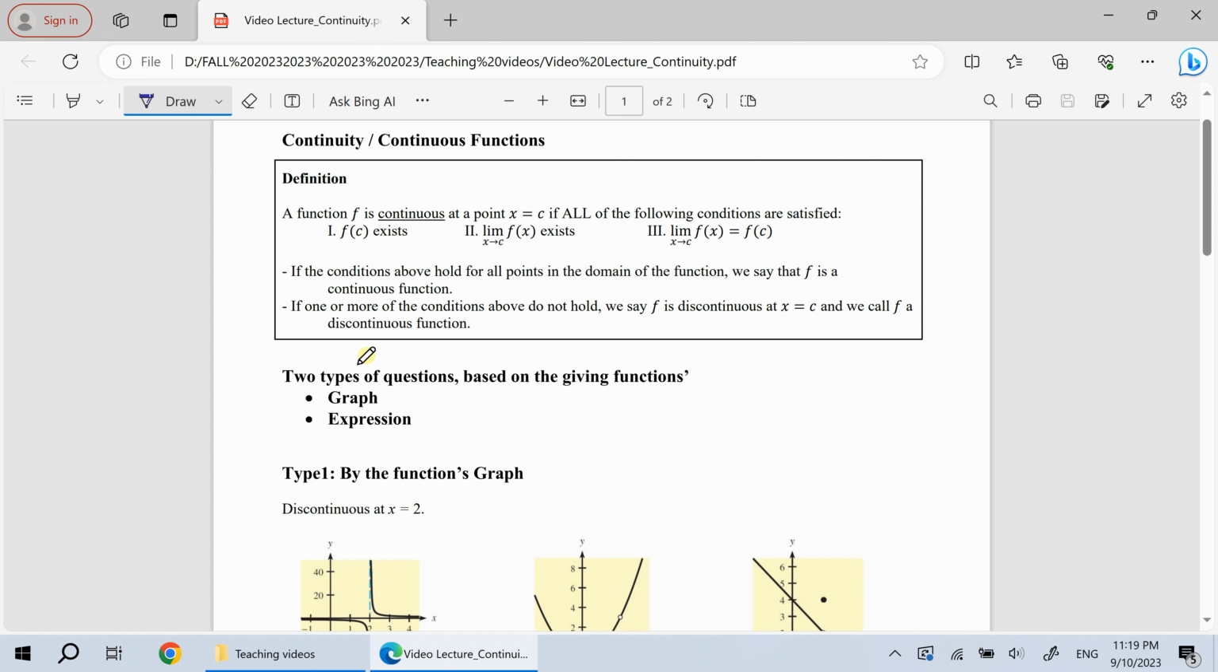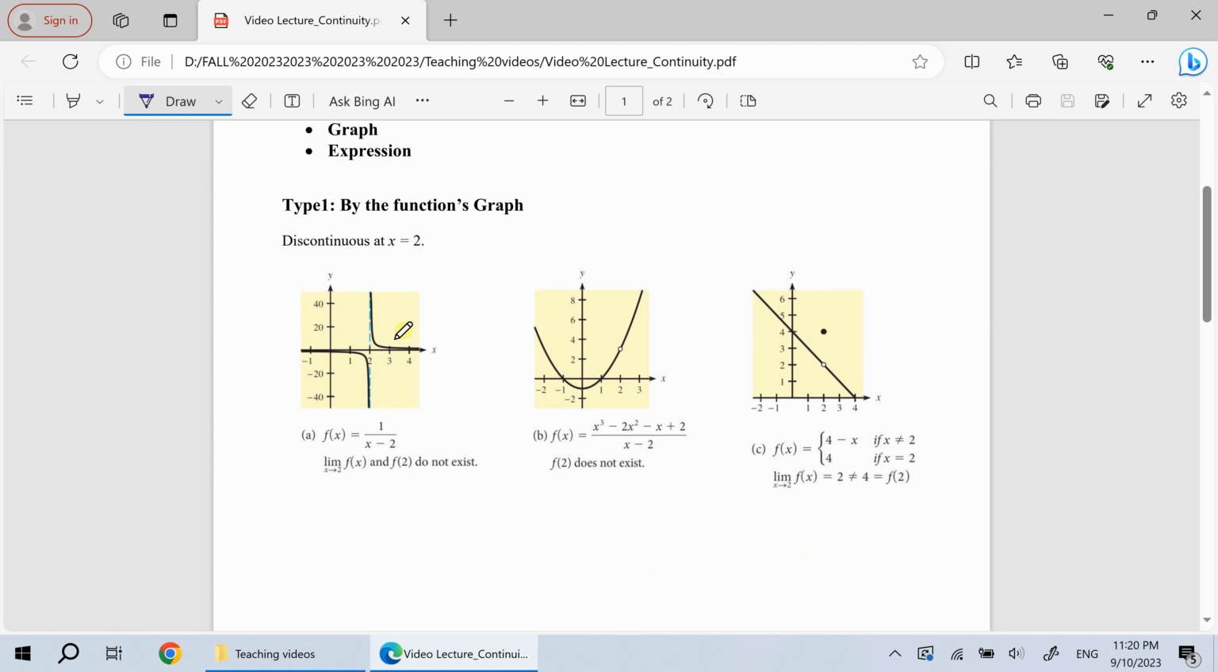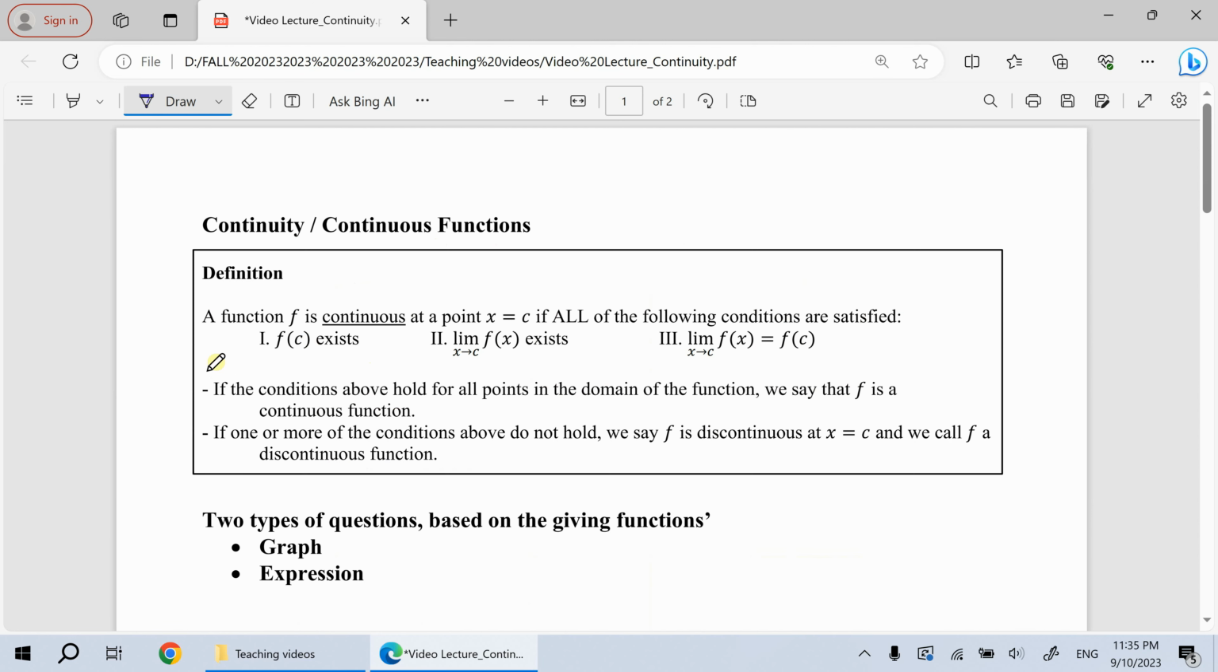There are two types of questions based on the given function's graph and expression. First, by the function's graph. Let's take a closer look at the behavior of these graphs at and near x equals 2. In the definition, these three conditions, we can just call them three steps.